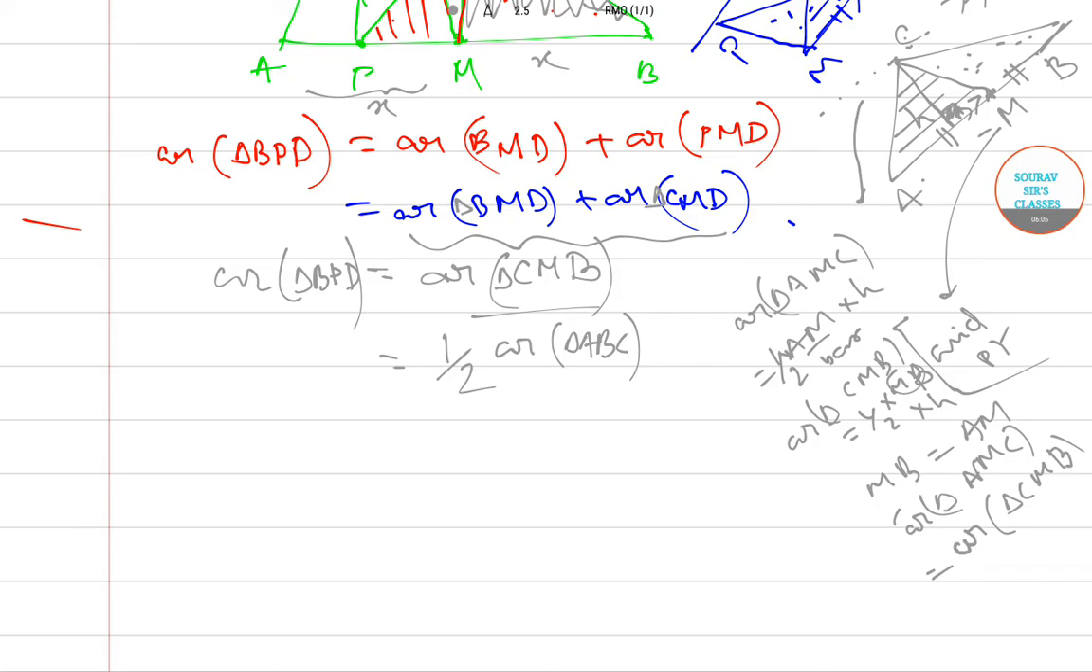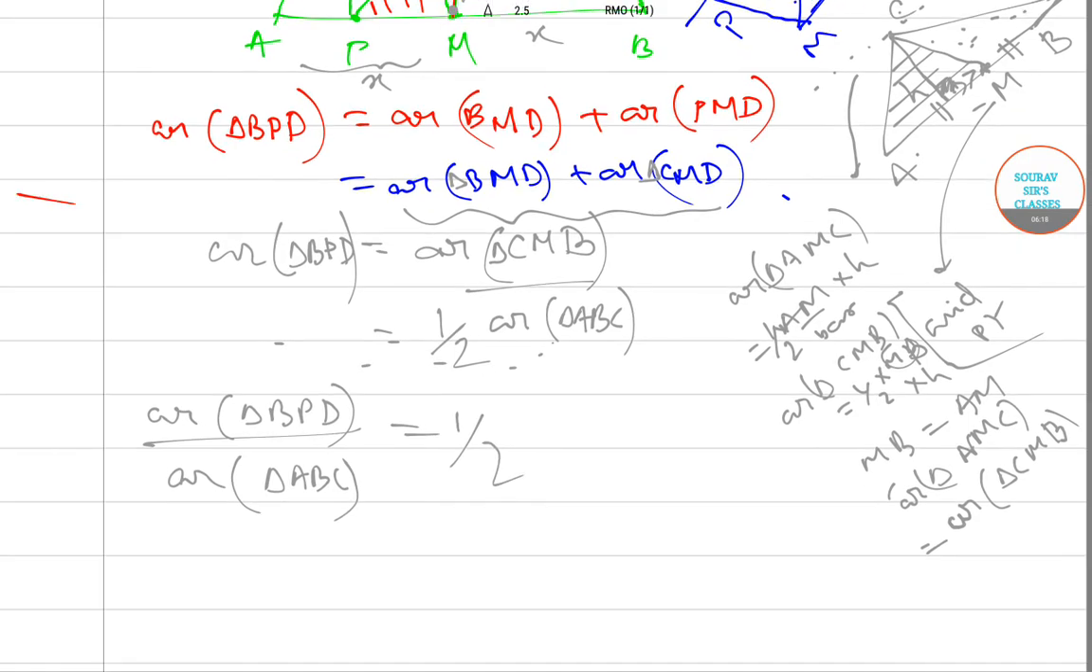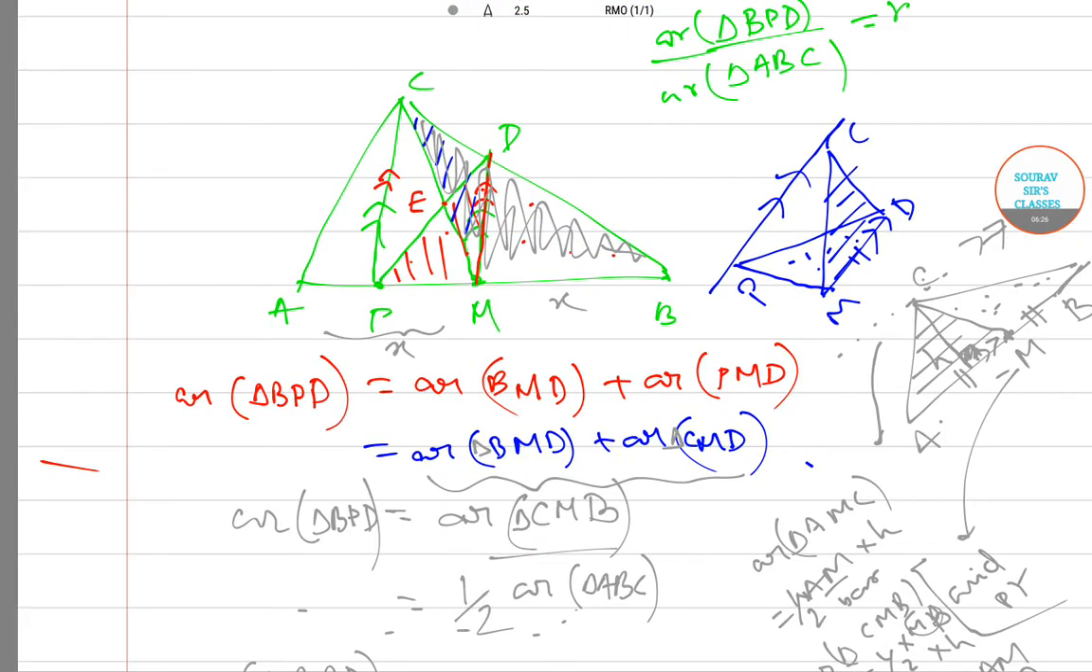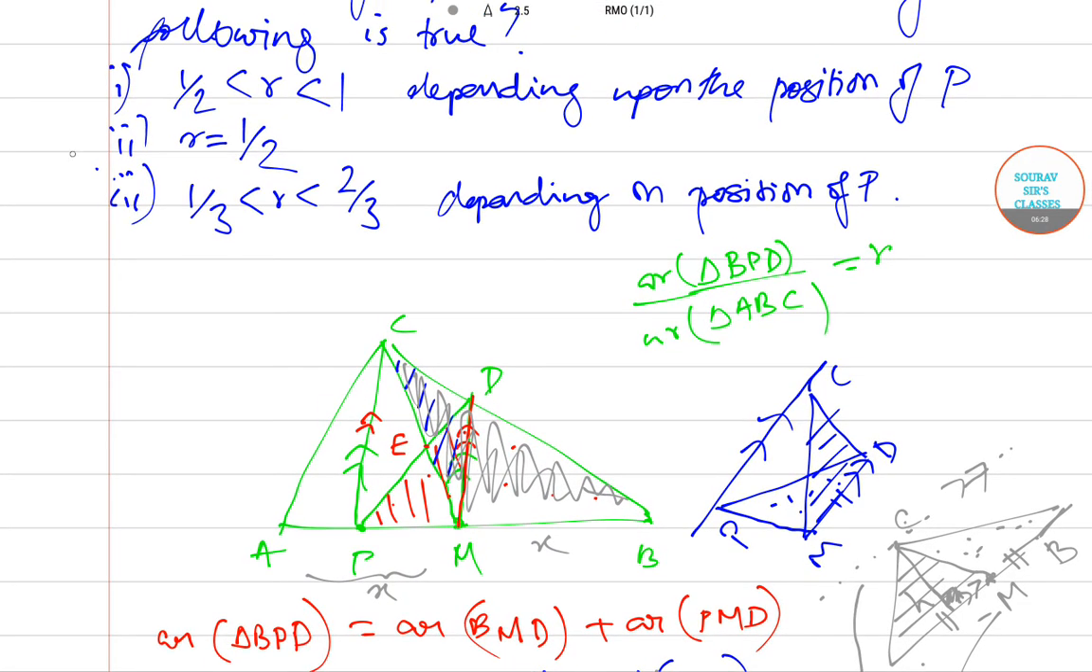So what we have now is the area of triangle BPD by the area of triangle ABC equals half. This is given as R, so the answer will be half. R equals half is the answer. So the option will be option number 2. Hence the answer is option number 2.